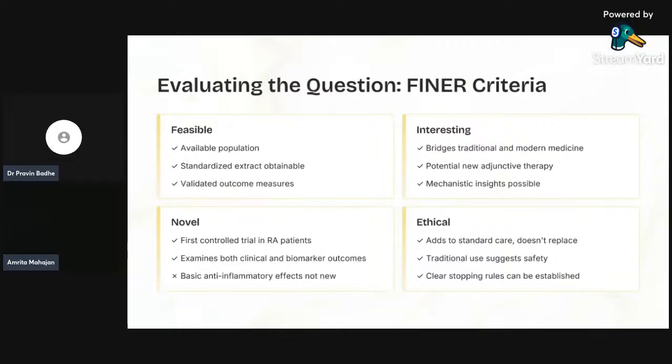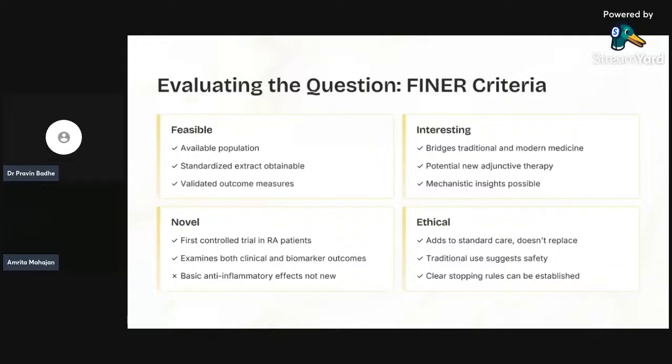Then comes the FINER criteria. It tells you the five criteria: feasible, interesting, novel, ethical, and relevant. Feasibility means the research question is feasible if you can realistically answer it with the resources you have, all the resources. Interesting means the question should be engaging to you, the researcher, as well as to the wider specific community, so it should be engaging.